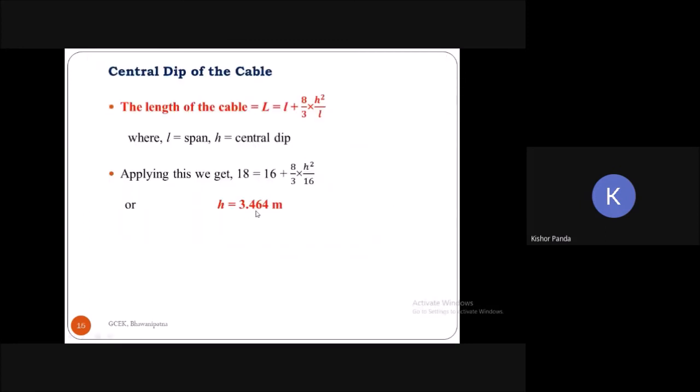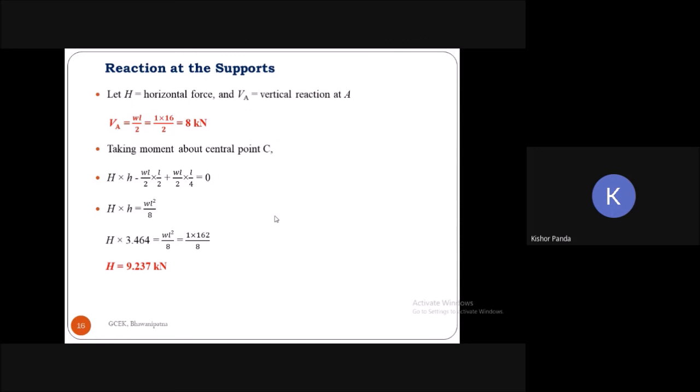Then after knowing this, you can find out the vertical reaction and horizontal thrust, the reactions at the supports. Let H be the horizontal force and VA the vertical reaction at A. So you know VA is equal to WL by 2, because W is given 1 and L is given 16. 1 into 16 by 2, this is equal to 8 kilonewton.